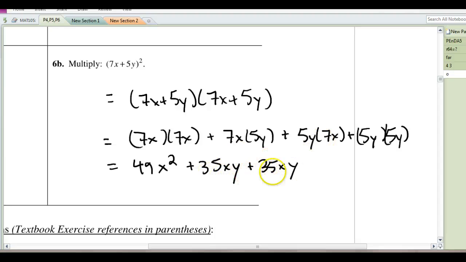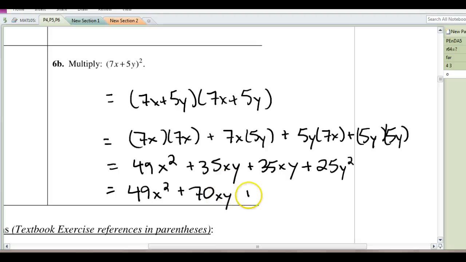Now I can see that these two middle terms are actually alike, and I'm going to be able to put them together in the last step. 25y squared, and then to finish it off, we've got 49x squared plus 70xy plus 25y squared. And that is it.